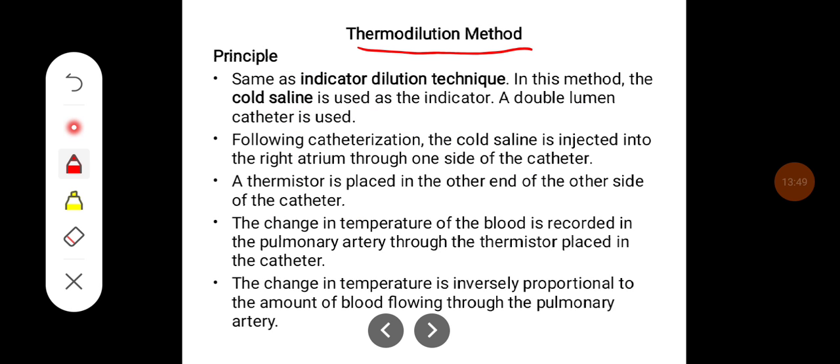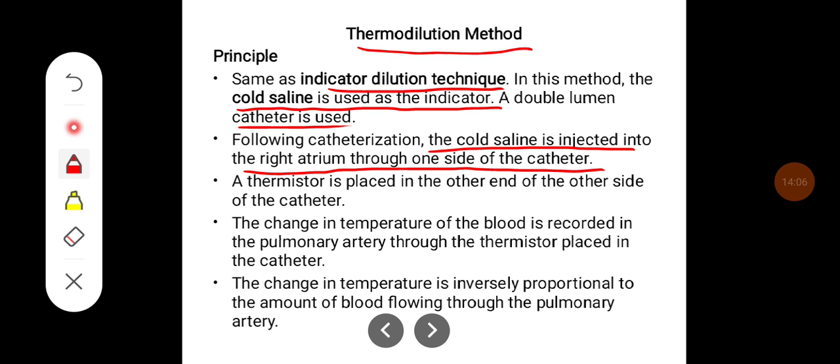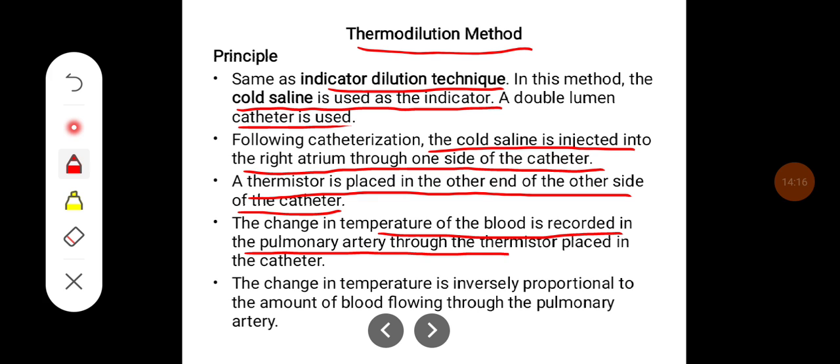Then the thermodilution method. Here the principle is the same as that of the indicator dilution technique. In this method, cold saline is used as the indicator. A double lumen catheter is used. Following catheterization, the cold saline is injected into the right atrium through one side of the catheter. The thermistor is placed on the other side of the catheter. Change in the temperature of the blood is recorded in the pulmonary artery through the thermistor placed in the catheter.